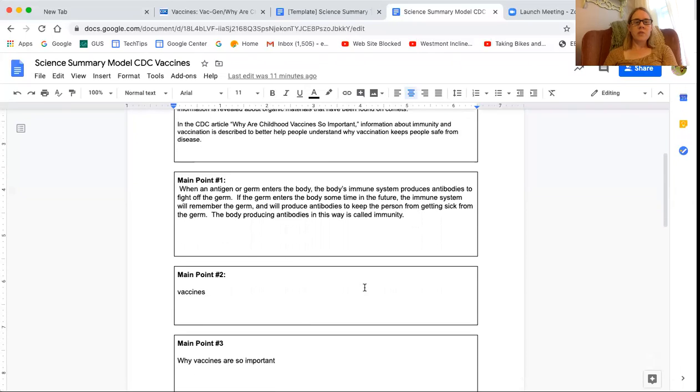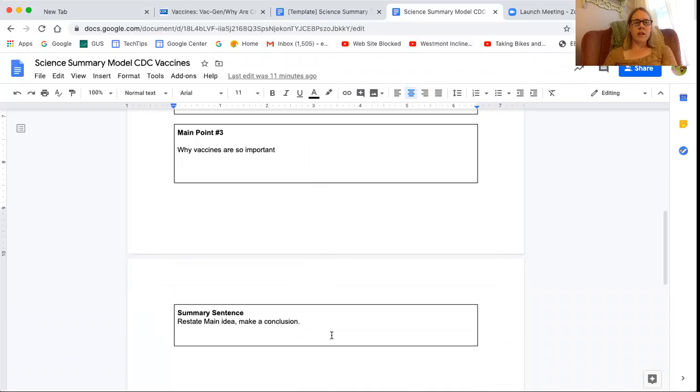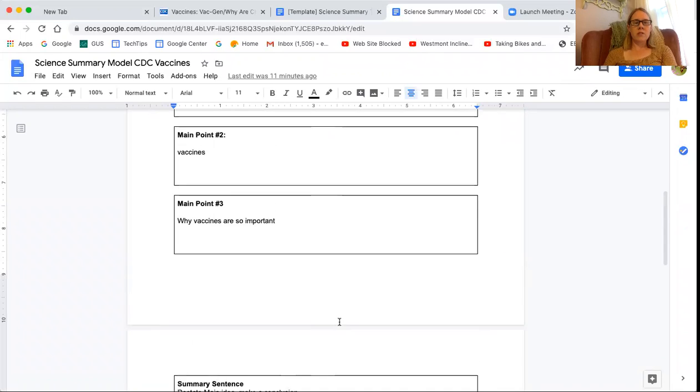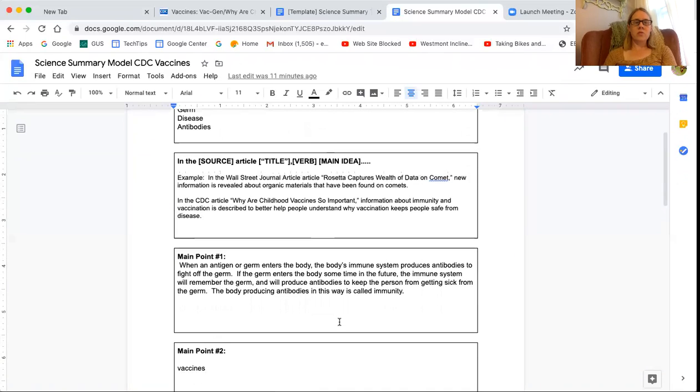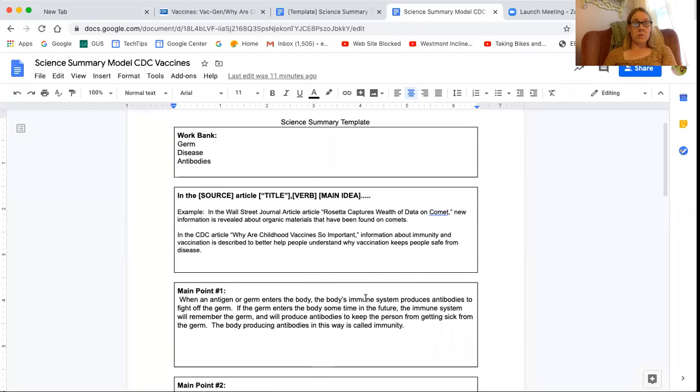So now in class, what we've done is we decided that the main point number 2 was vaccines, and the main point number 3 was why vaccines are so important. And then we need to make a concluding sentence. So those parts you're going to do on your own. Of course, please email me if you have questions about how to do that.